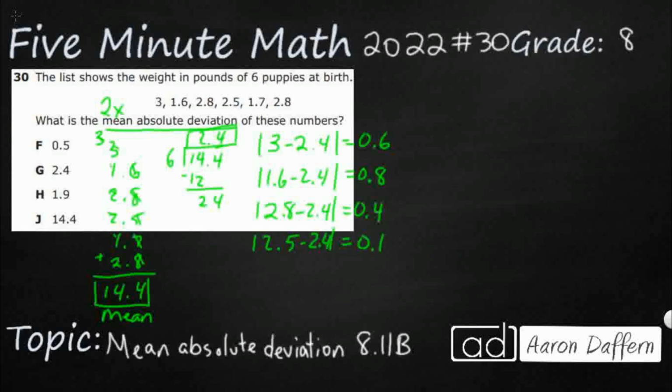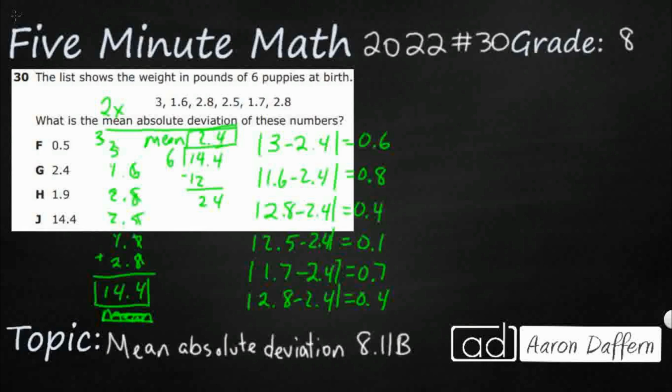Let's see, I've got 1.7. That's why we have the absolute value, because that would be a negative. Seems like they're kind of tightly packed there. Look at all of my differences here. They're less than 1. And then I've got my 2.8 minus 2.4, and that's going to equal 0.4. All right, so I found the mean. Here's the mean right here, the 2.4.